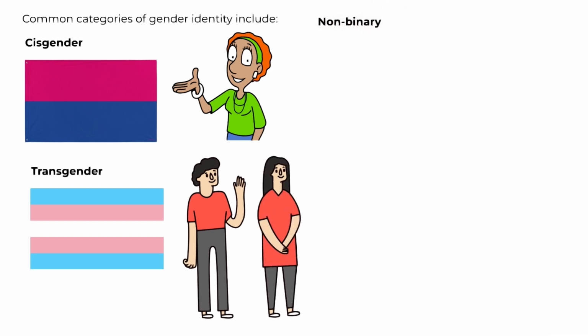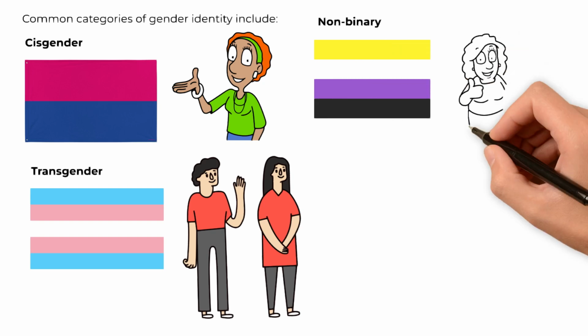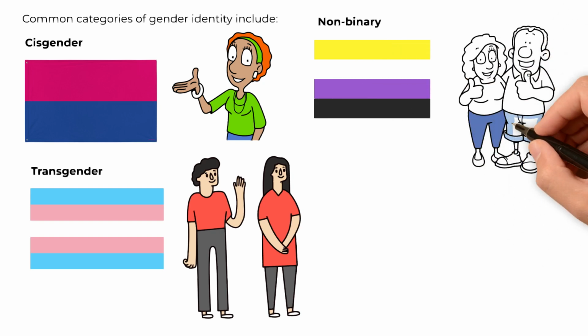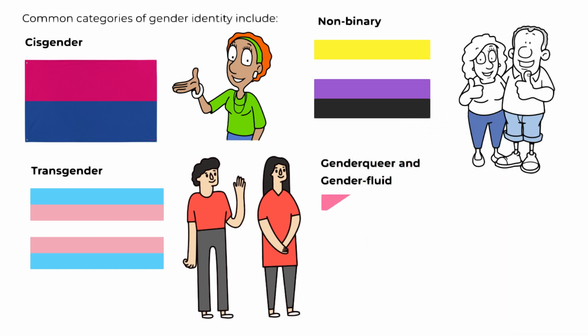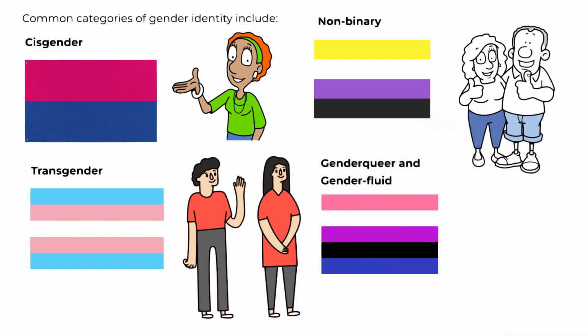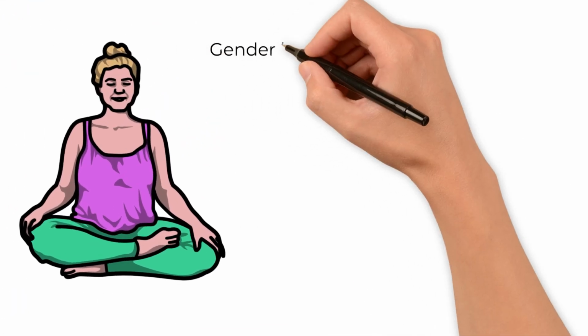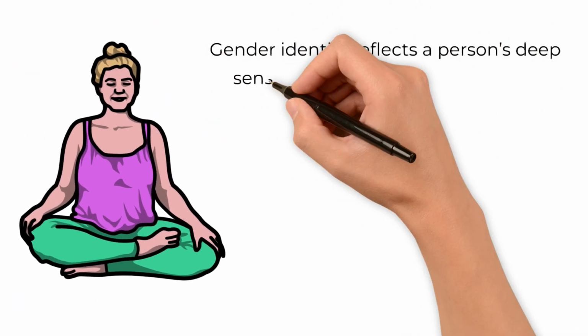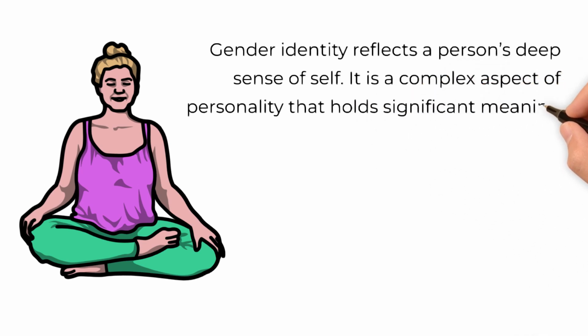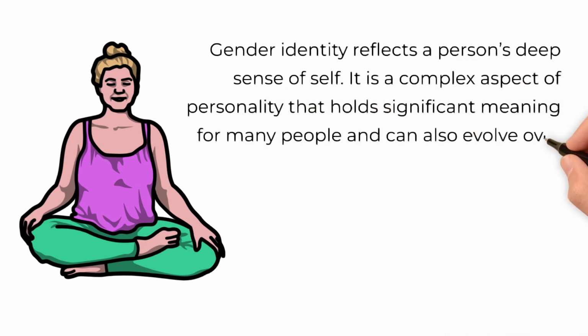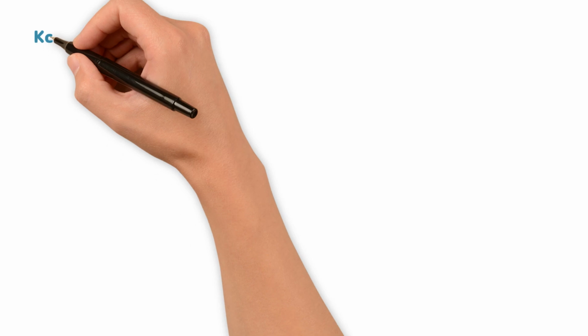Non-binary, people who don't feel exclusively male or female. They may identify as a blend of both genders or neither. Genderqueer and gender fluid, people whose gender identity can change or encompass multiple gender elements. Gender identity reflects a person's deep sense of self. It is a complex aspect of personality that holds significant meaning for many people and can also evolve over time.